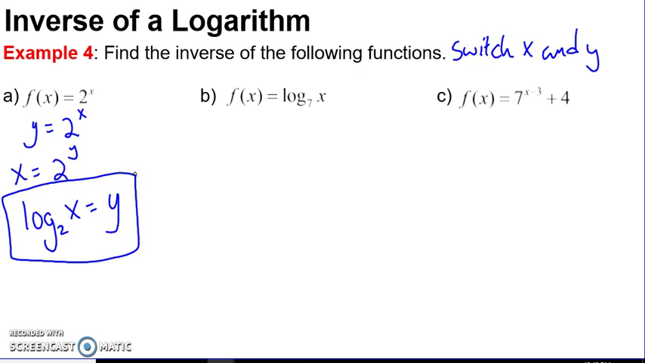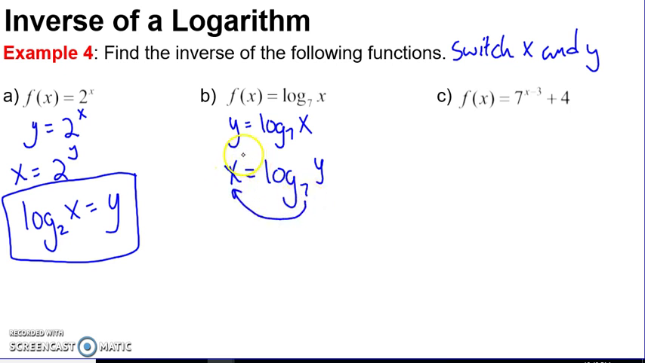Then I look at b, again, same concept. I have y equals log base 7 of x. I'm having to switch my x and y's because I'm taking the inverse. So I have x equals log base 7 of y. I need to write this logarithm in exponential form so I can solve for y. Well, I know that 7 is my base, and my x is going to become my exponent, so this one takes on the rotation that I need. So I have 7 to the x power equals y.